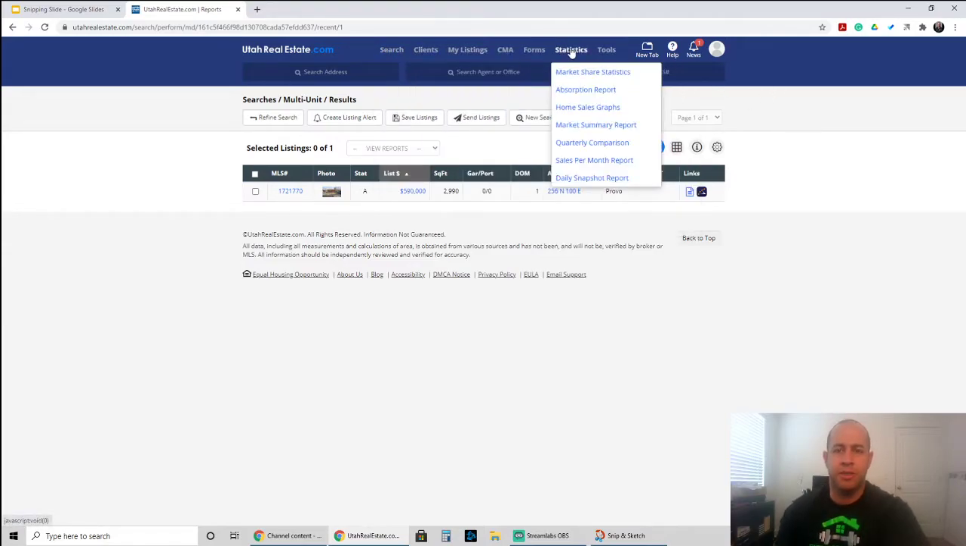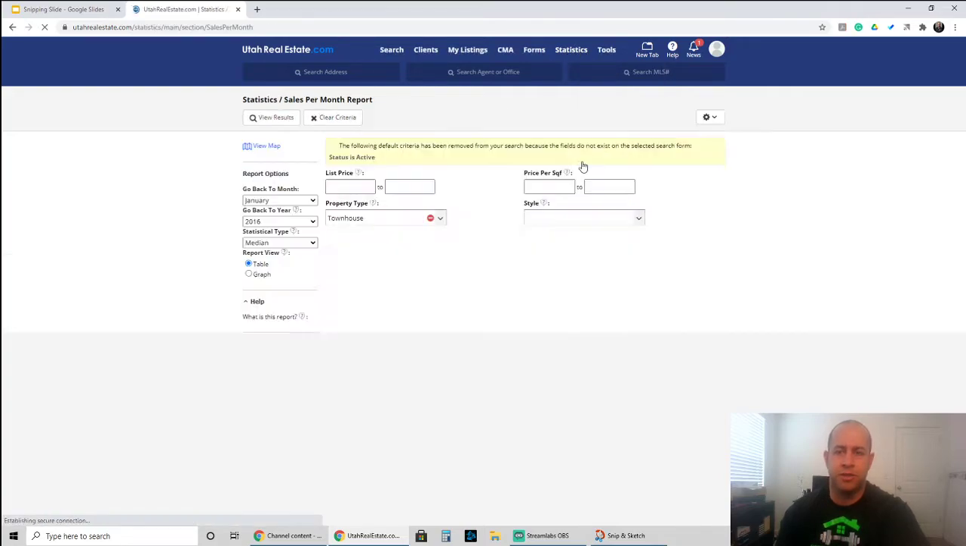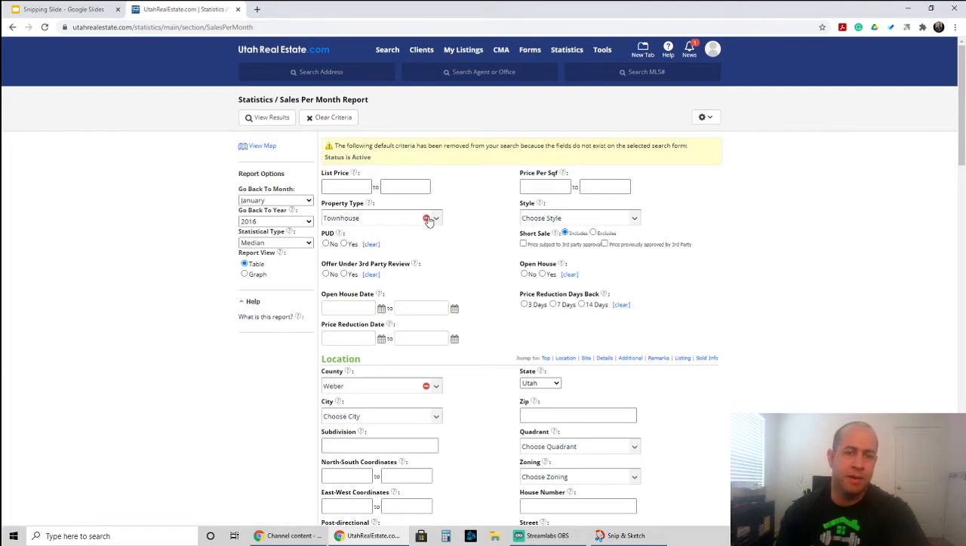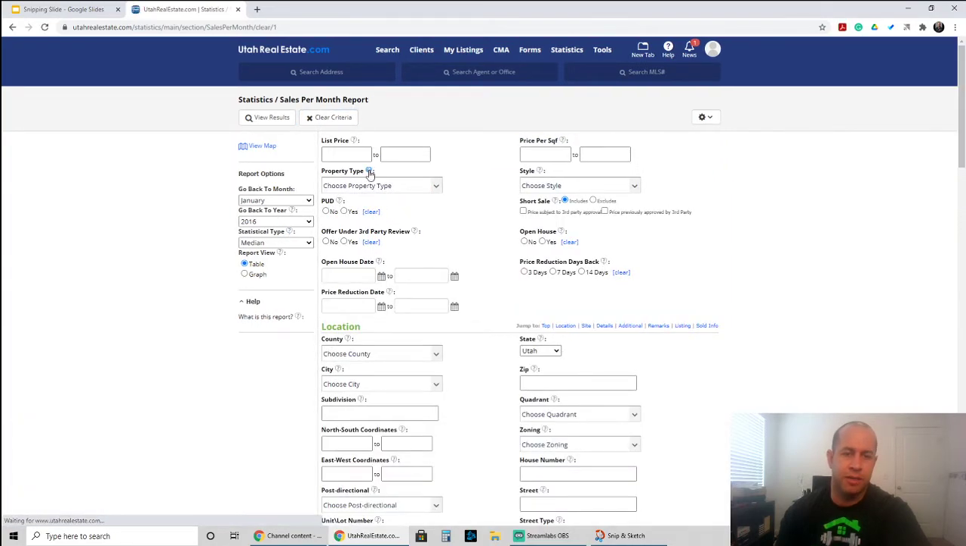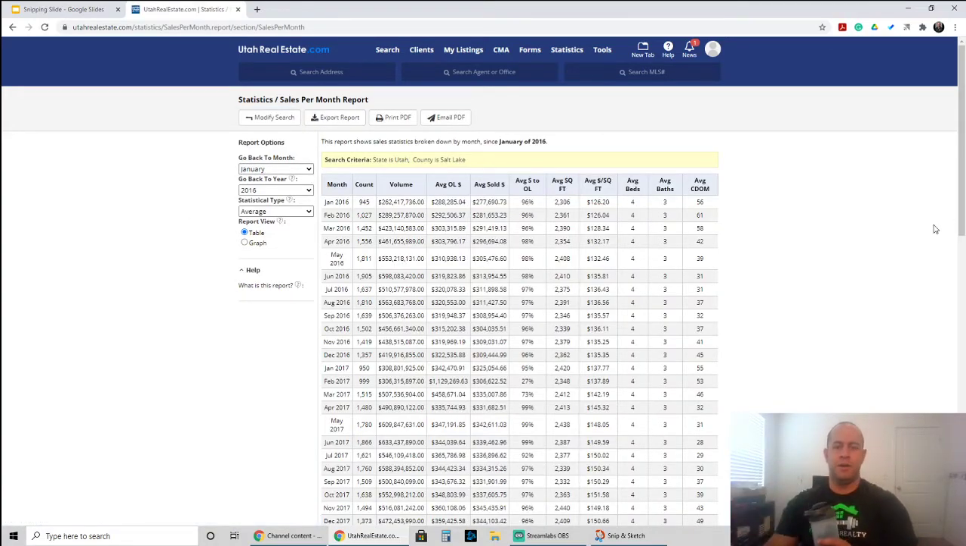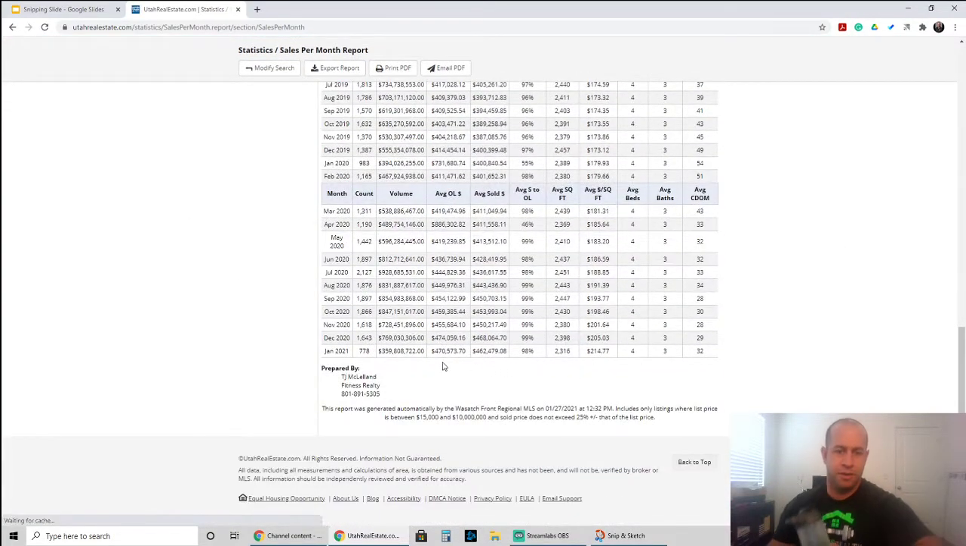Something that's fun to see is just market stats. The one that I love to do is sales per month report. You just clear criteria like always. You may want to do just single family home, and I love the average. And then I like Salt Lake County, so let's just take a gander. Let's see what it is today.